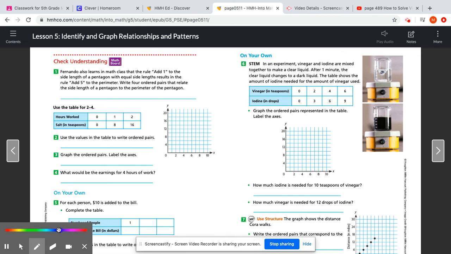Hey boys and girls, so we're back with Fernando here. He's now moving on from triangles to pentagons. So I'm just going to draw us a pentagon here. I'm going to try to make it with equal sides as best as I can. So yep, that's not equal, but I tried.